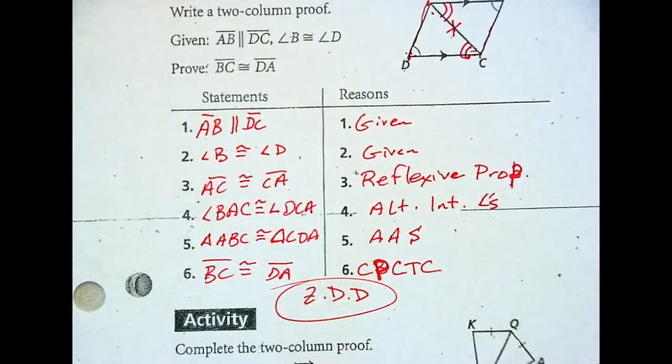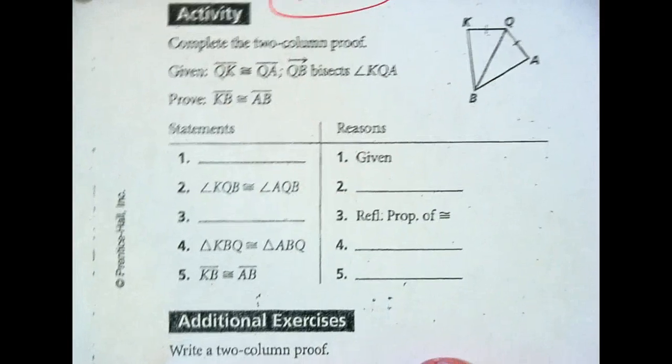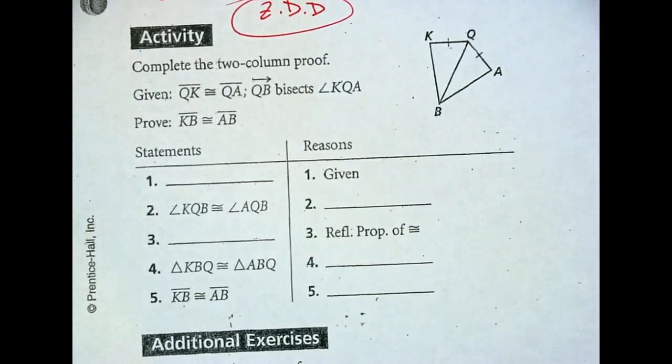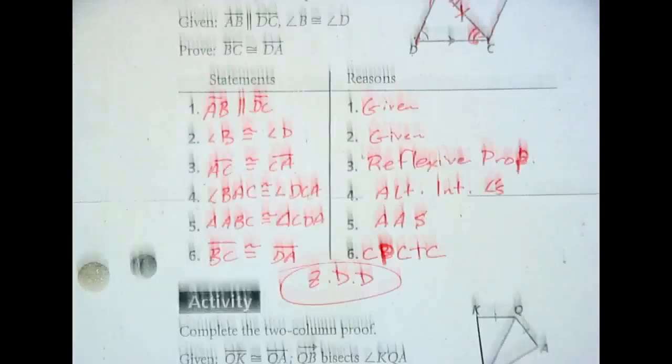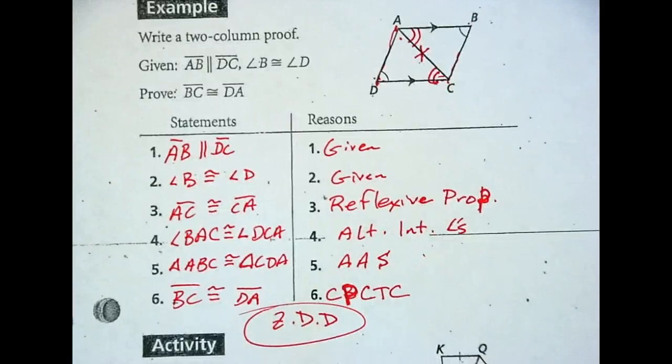CPCTC. Okay, Emily. When you're stating the triangles congruent, you can say it in any order as long as they're corresponding parts, unless it asks you to state a specific triangle congruent. Unless it's asked for a specific order in the proof statement, then it doesn't matter. As long as they're corresponding parts. Okay, give the activity a go.